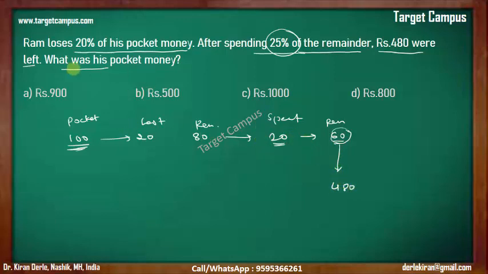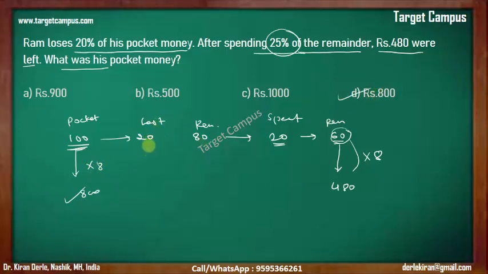What question is asked? What was his pocket money, right? The pocket money will be this. So cross multiplication, or you can see 480 into 100 divided by 60, so this will be into 8. So 800 will be my answer. 800 is the answer, right?